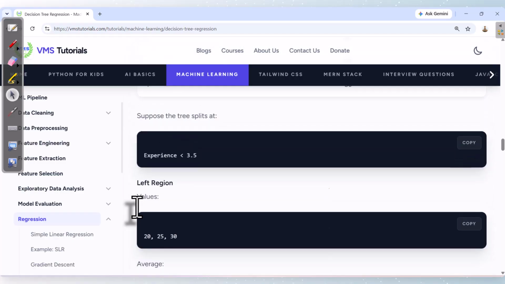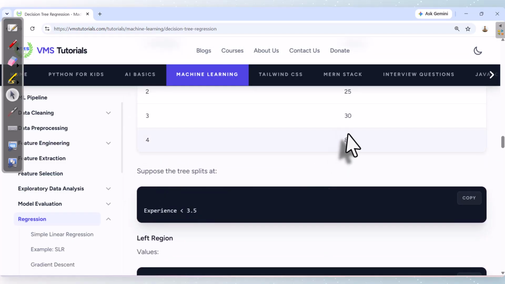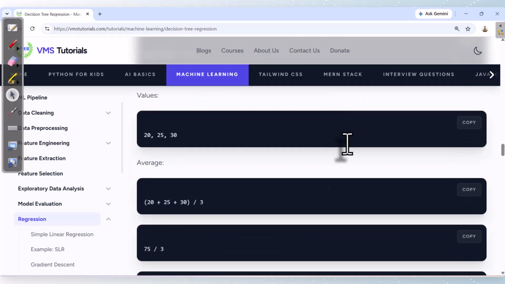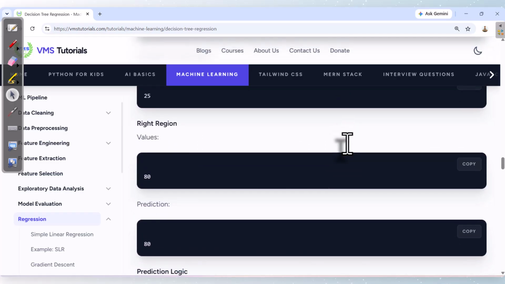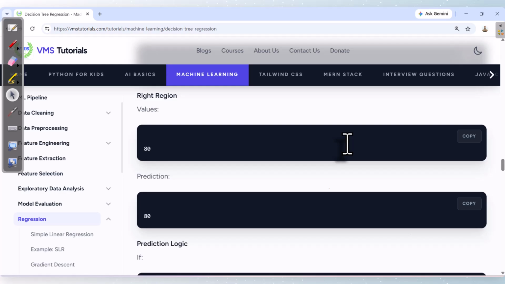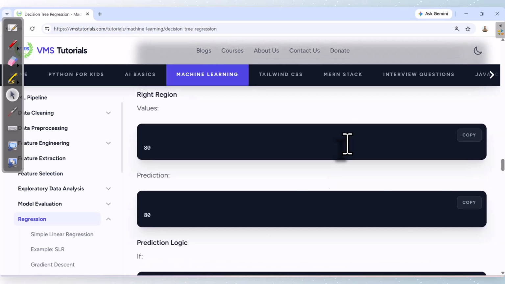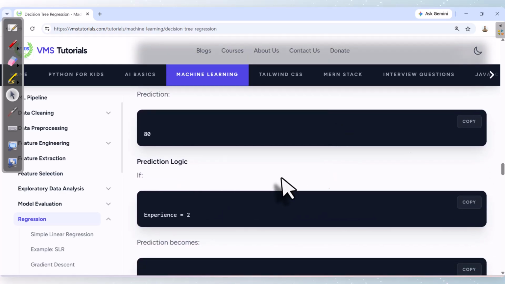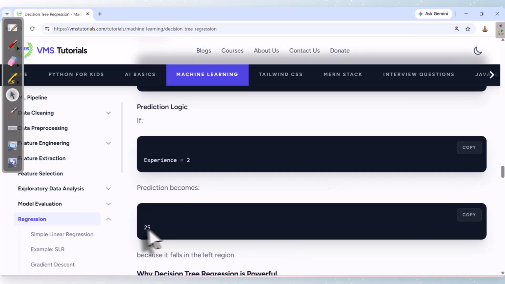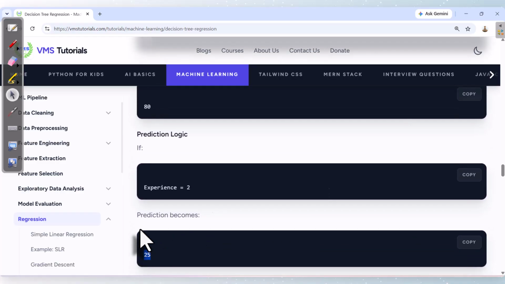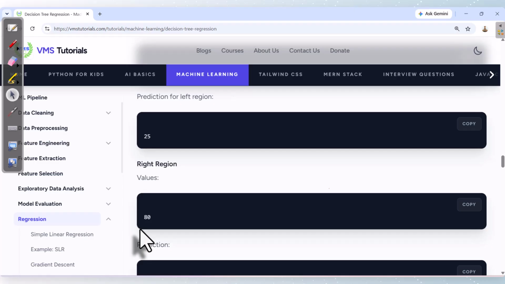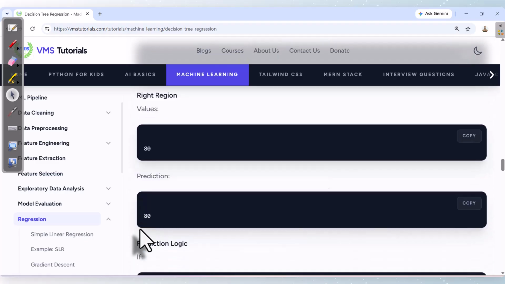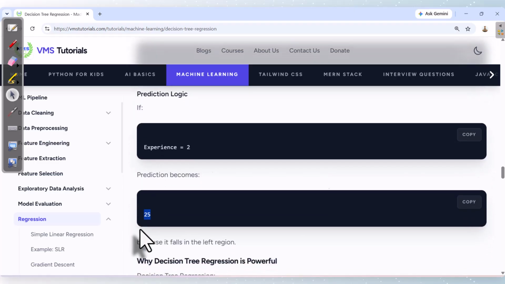The right region has only 1 point, 80, while the left region has 3 points. What is the meaning of that? If experience equals 2, in this case it is less than 3.5, so the prediction will be 25. If experience is 4 or greater than 3.5, then the prediction will be 80. Simple, only two rules.